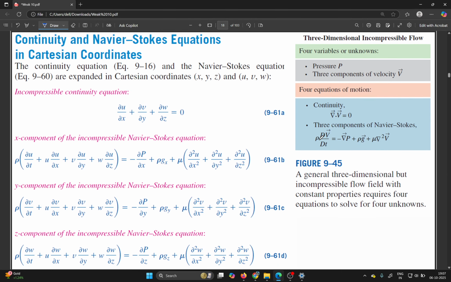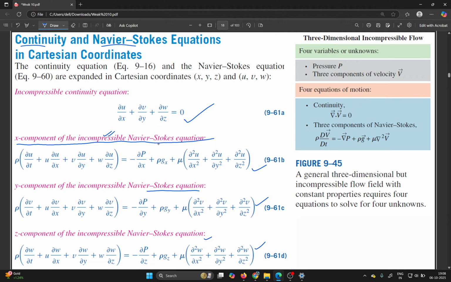Here you can see very clearly, in Cartesian coordinates, the continuity equation and the Navier-Stokes equation. So this is the continuity equation, and these three are the Navier-Stokes equations in three dimensions. Remember please. So here this is the x component of the incompressible Navier-Stokes equation. Remember please, here the assumption is incompressible. Here is the y component of the incompressible Navier-Stokes equation, and another one is the z component of the incompressible Navier-Stokes equation.